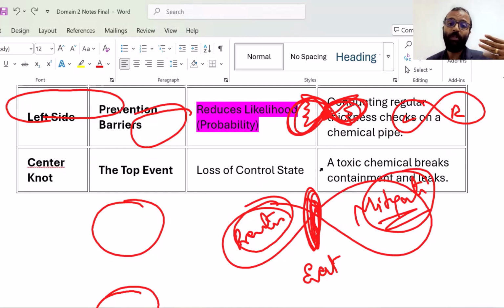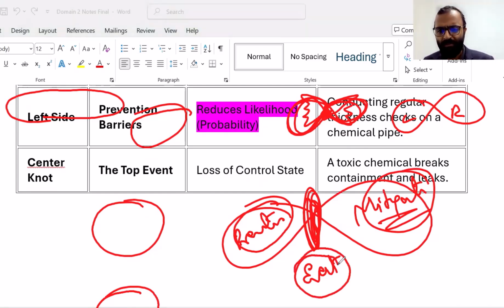Okay, so what all things can you do to prevent the fire? Having regular audits and such is your left-hand side. Right-hand side means what? If that event has occurred, this is an event. So the event is your middle one, the center one. Left side is what? It is a prevention barrier. In order to prevent this event, what all things can you do? Audits, inspections, etc.